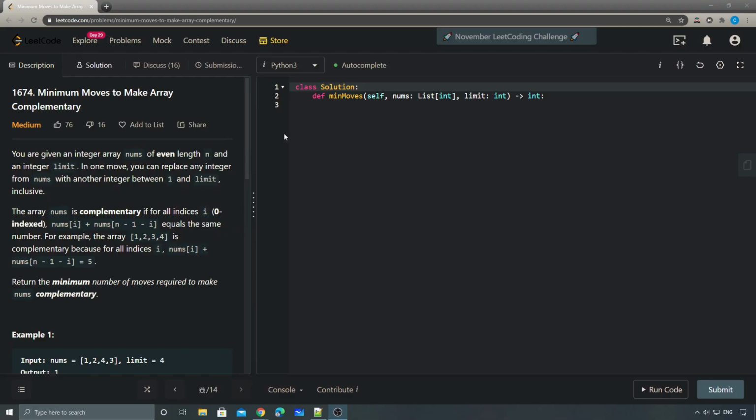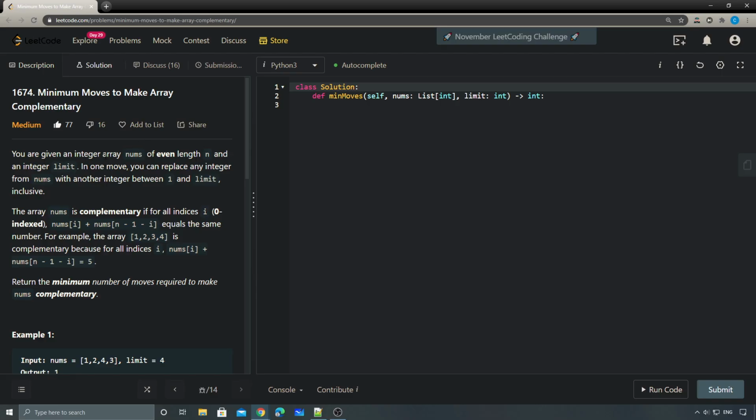So today let's take a look at the second last problem of this week's weekly contest, number 1674, minimum moves to make array complementary. I mean, this one is a really hard problem. In my opinion, I think it's even more difficult than the last problem.